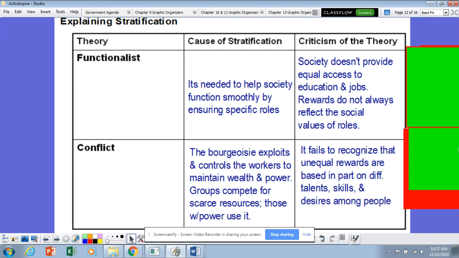Criticism of this theory: for the most part, it fails to recognize that unequal rewards are based in part on different talents, skills, and desires among people. So we might happen to value a certain set of skills over others. That might be the reasoning why a garbage collector doesn't necessarily earn as much as a professional football player.